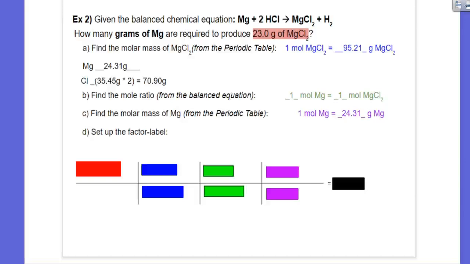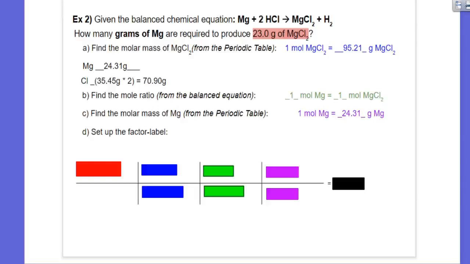After we did that example problem together, I gave you some time to work on example problem number 2. In this problem, you were given the equation Mg plus 2HCl yields MgCl2 and H2. So how many grams of Mg are required to produce 23.0 grams of MgCl2? Once again, the first thing you're asked for is the molar mass of that given substance.